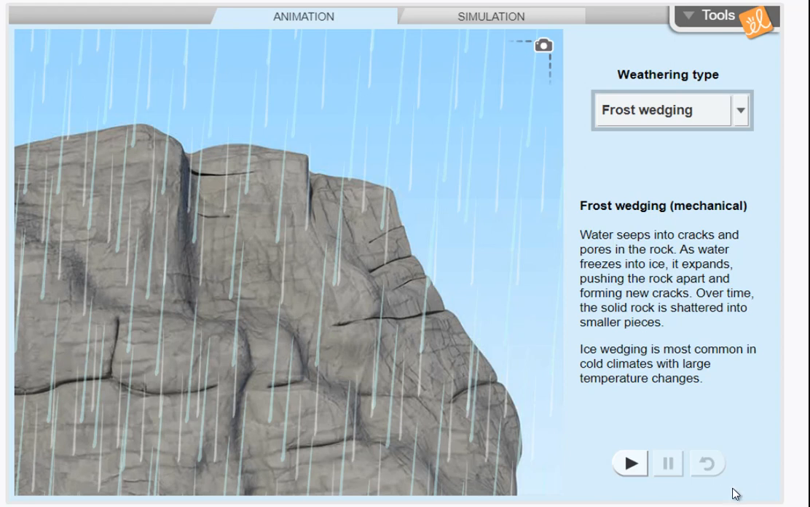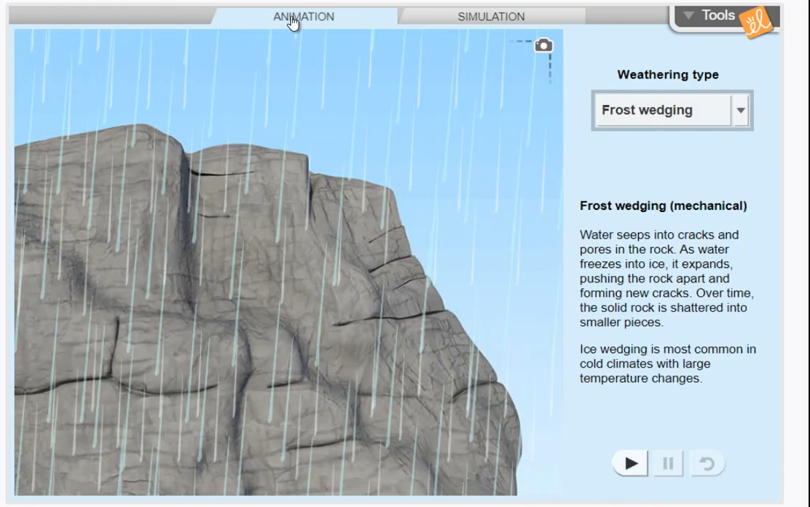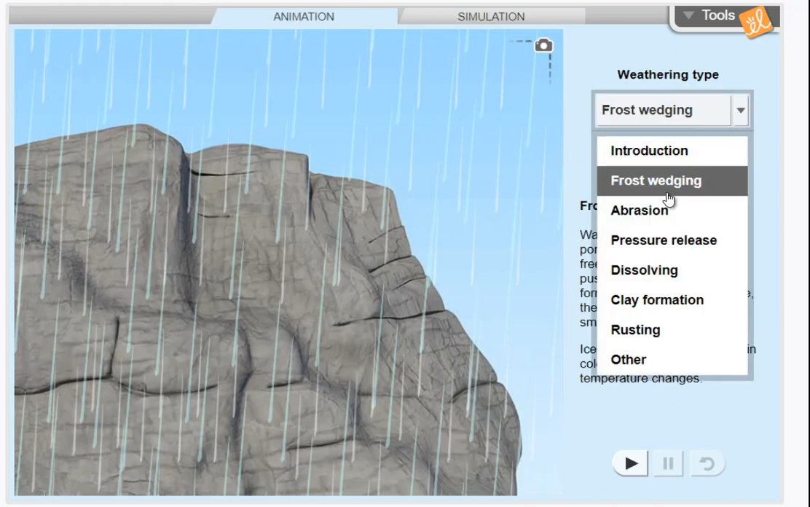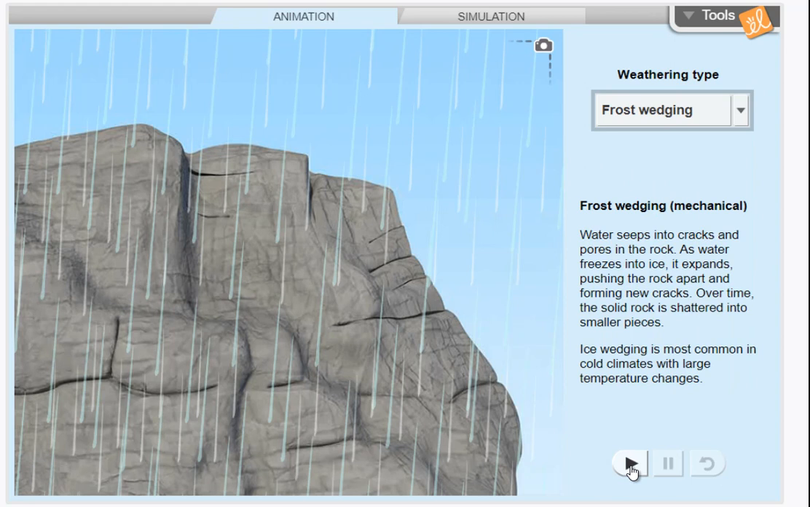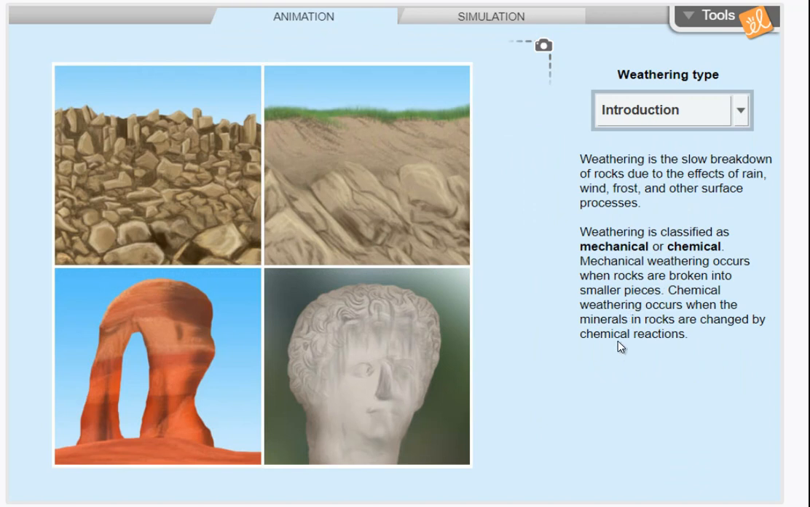Okay, so basically there's two parts to this activity. There's the animation tab and the simulation tab. Let's go back to the animation tab. You have a drop down menu, and I want you to go to each one of these types of weathering and just read about it, and then click on the animation for that type of weathering and see the weathering occur by animation. So you have this introduction first, and on each page you've got one or two paragraphs.